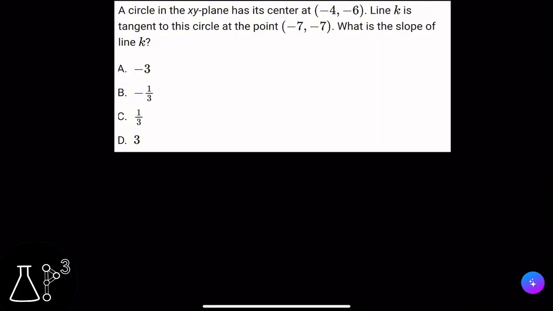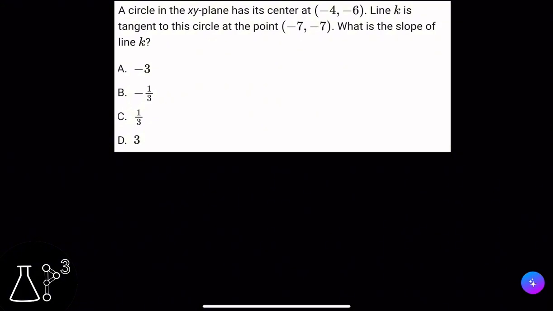Okay, let's go over a hard question that we did previously on a different SAT video. Remember, the more we practice hard questions, the better you're going to understand it during test day, and that is the most important part. A circle on the XY plane has its center at (-4, -6), and line K is tangent to the circle at point (-7, -7). What is the slope of K?